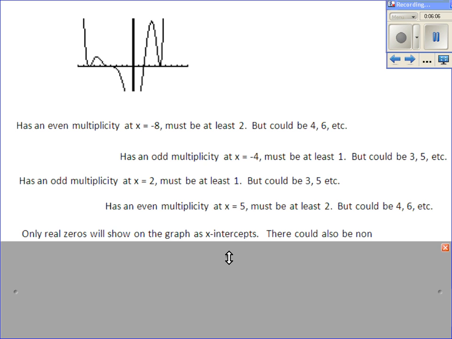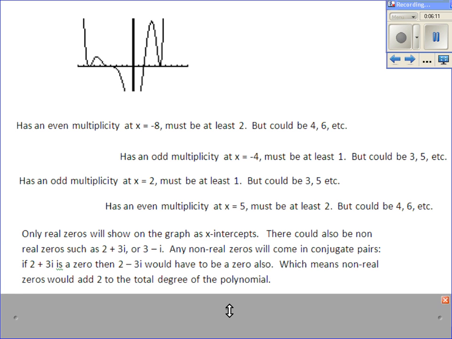And here's a concept, it's kind of jumping ahead, so kind of put this in the back of your memory and maybe come back to this for when you get to the Polynomial 2 quiz. Only real zeros are going to show up on the graph as x-intercepts. There could also be non-real zeros, such as 2 plus 3i or 3 subtract i. Any non-real zero will come in what we call conjugate pairs. If 2 plus 3i is a 0, then 2 subtract 3i would have to be a 0 also. So a plus bi, a subtract bi, those are what we call conjugate pairs, which mean non-real zeros would add 2 to the total degree of the polynomial.